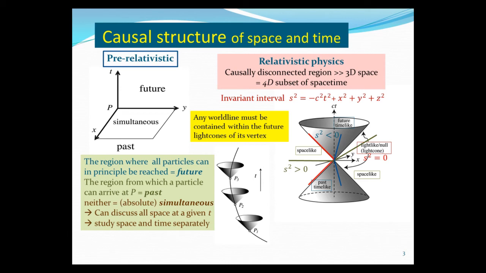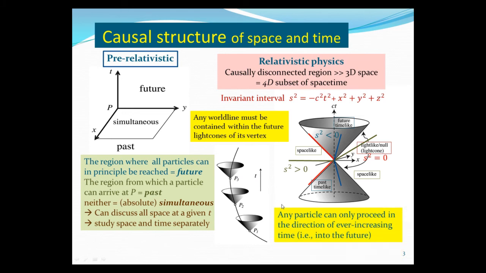And the point is that any world line, which means possible trajectory, must be contained within the light cone, just like here. It has to be time-like. So when a particle moves, like at P1, the next step must be within the light cone. To go to P2, the next step must be within its own light cone. P3 must be within the light cone. So therefore, any particle can only proceed in a direction of ever increasing time, into the future. You can't stop your biological clock. There's no way to go backwards.